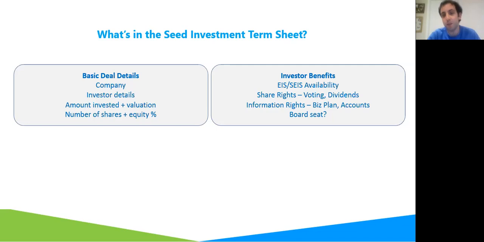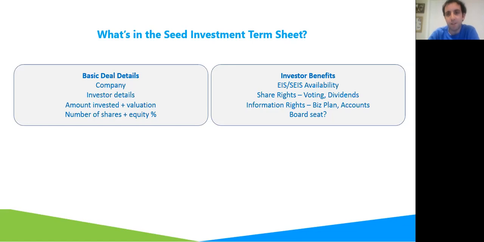Then information rights. If you're an investor, you want to make sure you keep in touch with the company you've invested in, so you might want to see an annual business plan and accounts. Some investors will also want to be a director of the company. They might want a board seat. One compromise, if someone wants that but you don't want to give them that level of insight, is to offer them a board observer role.